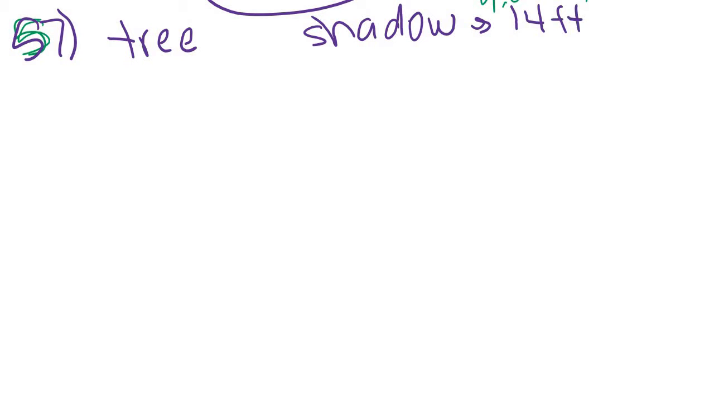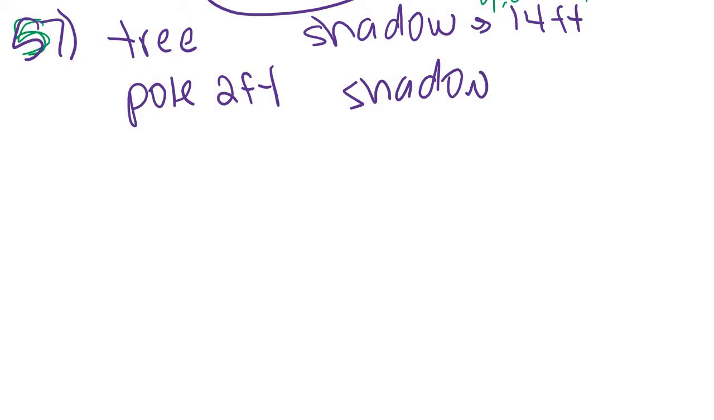57. So this one says that a tree casts a shadow that is 14 feet long. Tree, shadow. So the tree's shadow is 14 feet. And at the same time, a 2-foot tall pole, so pole, 2 feet, casts a shadow that is 1.75 feet. And they want to know how tall is the tree.